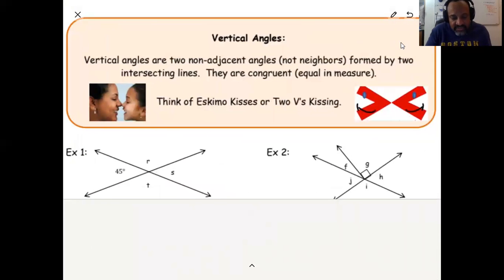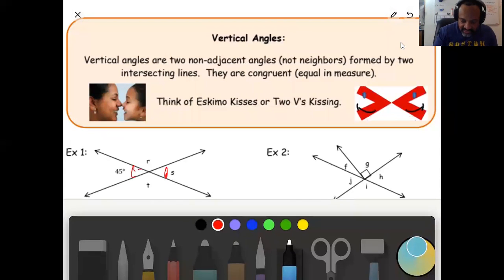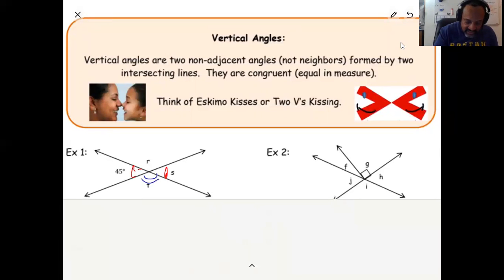Next, now we've got vertical angles. These are vertical angles. Up here and down here are vertical angles, and over here are vertical angles. An X creates two sets of vertical angles. Let me show you. Here is one set, and then this would be another set, these two and these two. Now, the thing that we know about vertical angles is that vertical angles are congruent. They're equal to each other.